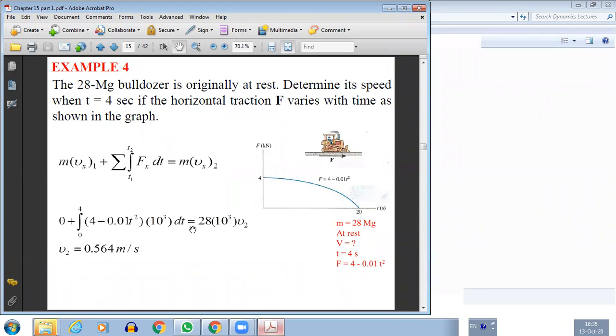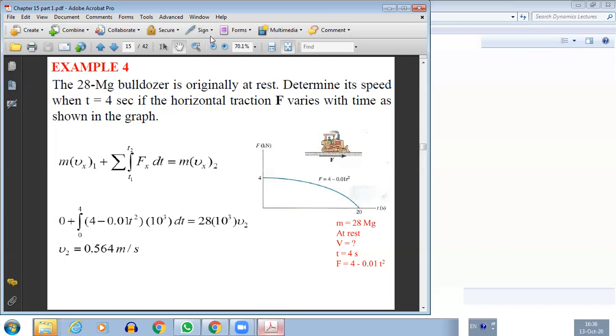It's not constant, but it's mentioned that F is a function of time. It's 4 minus 0.01 t squared. So F equals 4 minus 0.01 t squared. So force as a function of time is provided. The only thing we need to do is substitute this into the main equation.